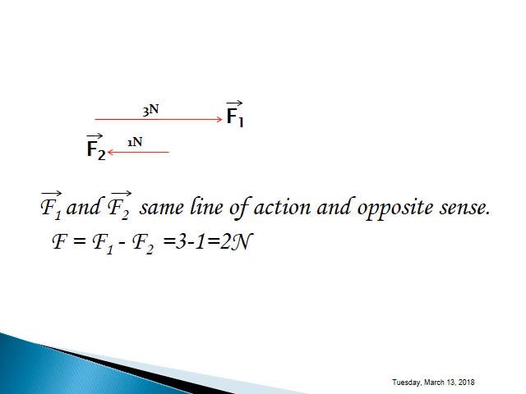Now, F1 and F2 have the same line of action and opposite sense. Then F equals F1 minus F2. F1 is 3 minus 1. It's equal to 2 Newton.